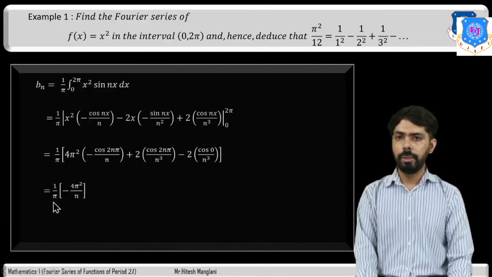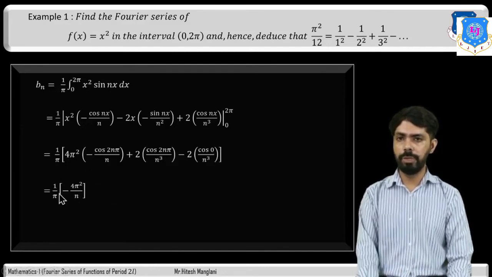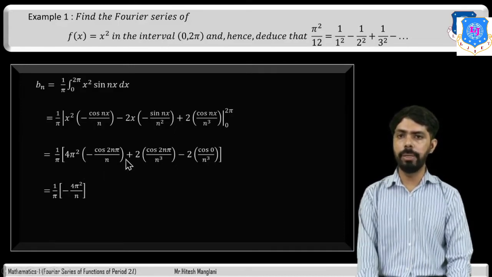So here we know that the value of cos 2n pi is 1 and the value of cos 0 is 1. So it will be 1 by pi, minus 4 pi square divided by n, plus 2 divided by n cube, minus 2 divided by n cube. So these two terms will be cancelled out.